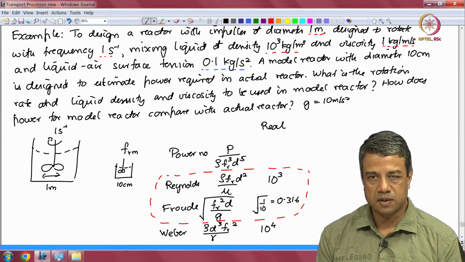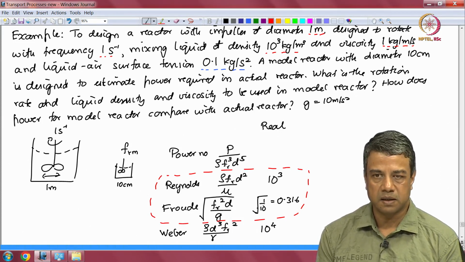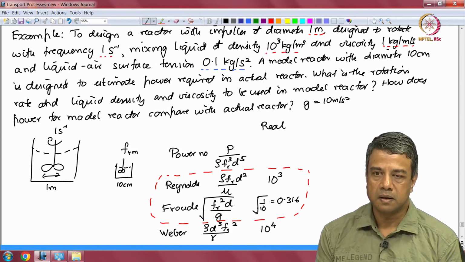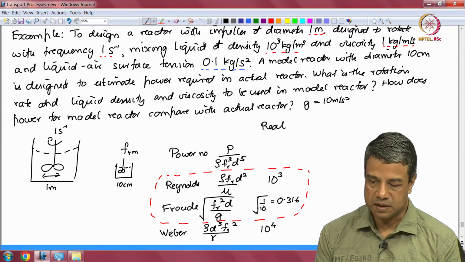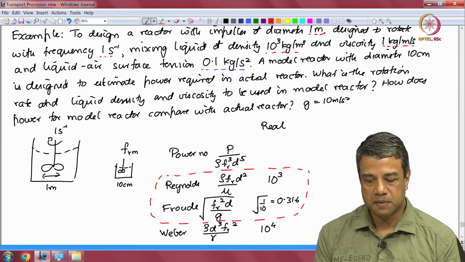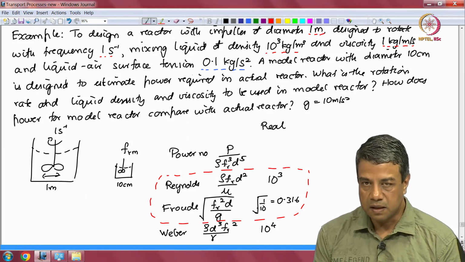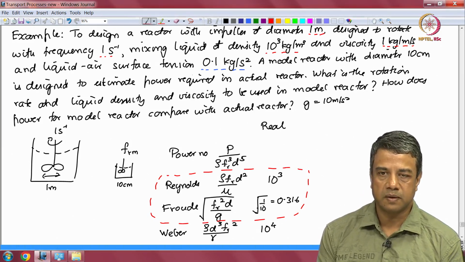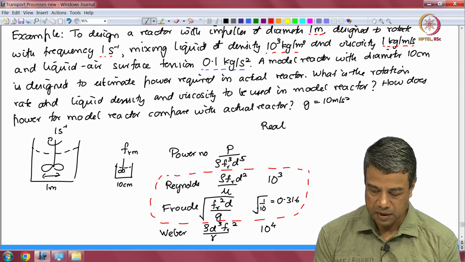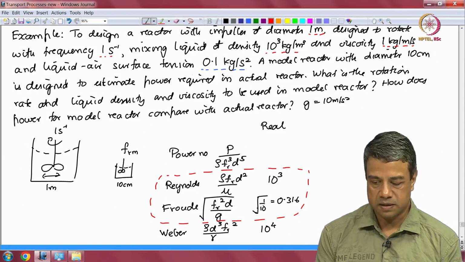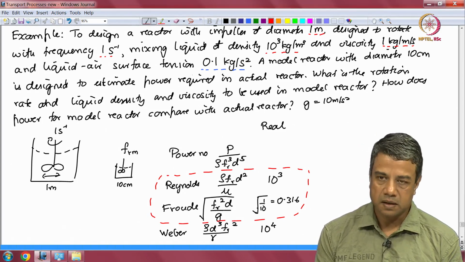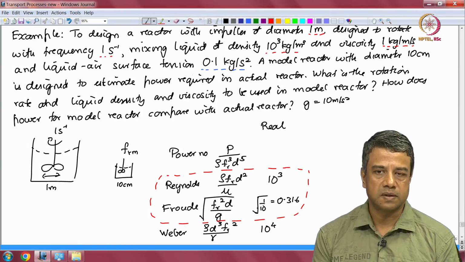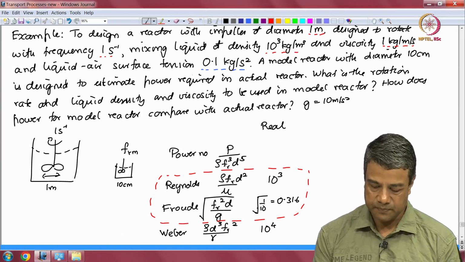In order to predict the power required for the large scale reactor, we designed a smaller reactor of diameter 10 centimeters, 1/10 that of the large scale reactor. Then we conduct experiments on this model reactor, determine what is the power required for this model reactor, and based upon that predict what would be the power required for the large scale reactor. In this case we had estimated the quantities. One is the Reynolds number, which is a ratio of inertia and viscosity. We saw that that was 10 to the power 3 for this particular case.